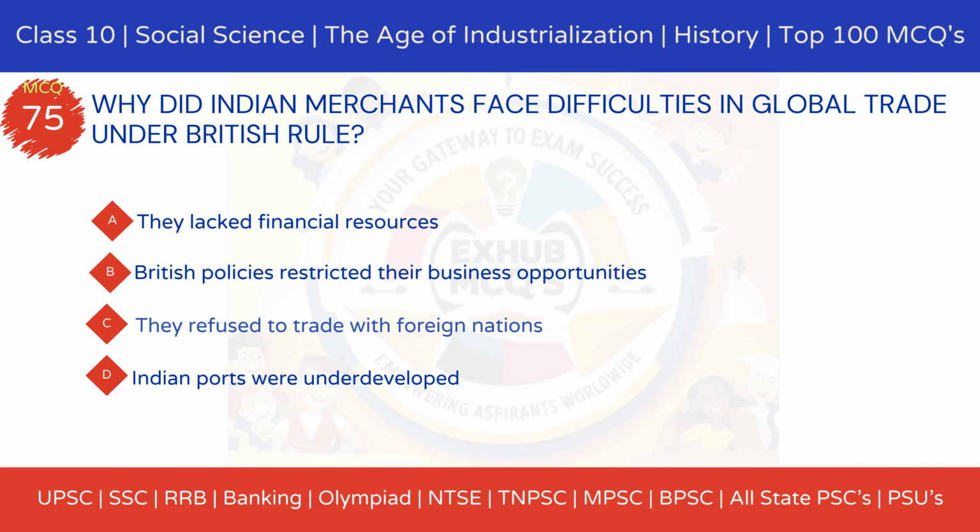MCQ 75. Why did Indian merchants face difficulties in global trade under British rule? Option A. They lacked financial resources. Option B. British policies restricted their business opportunities. Option C. They refused to trade with foreign nations. Option D. Indian ports were underdeveloped.